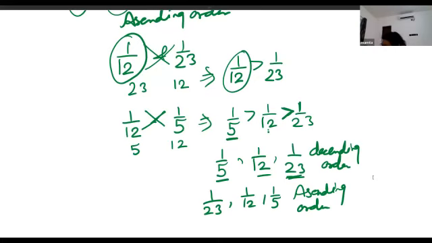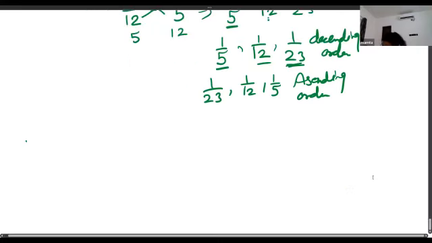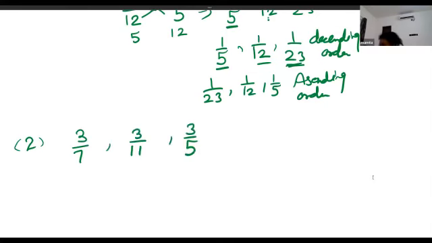Now, children, is it written? Raise your hand if it is written. Adya, is it written? Okay. Now, children, if I say 3 by 7, 3 by 11, 3 by 5, write them in descending order.